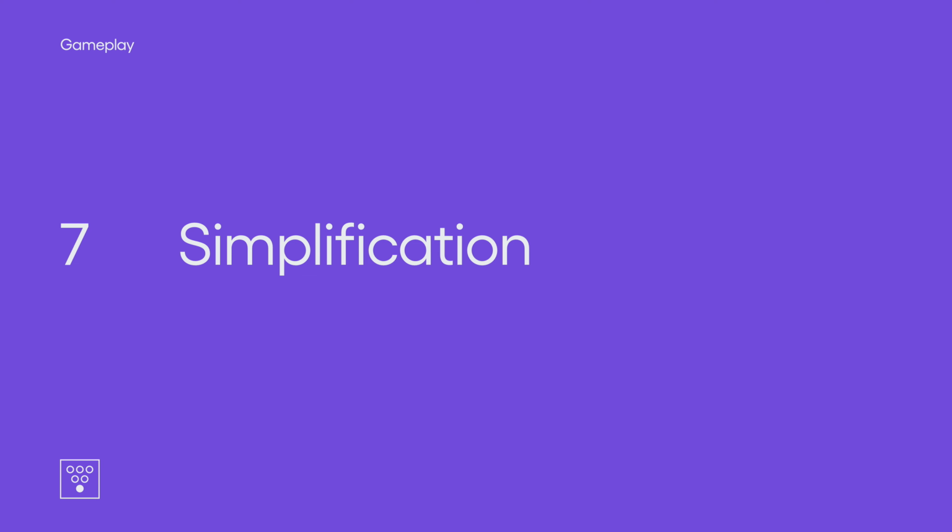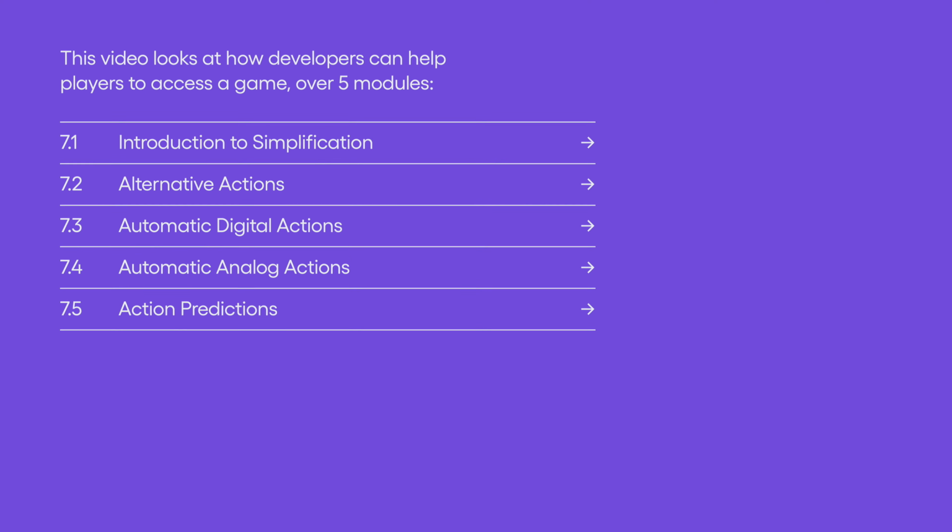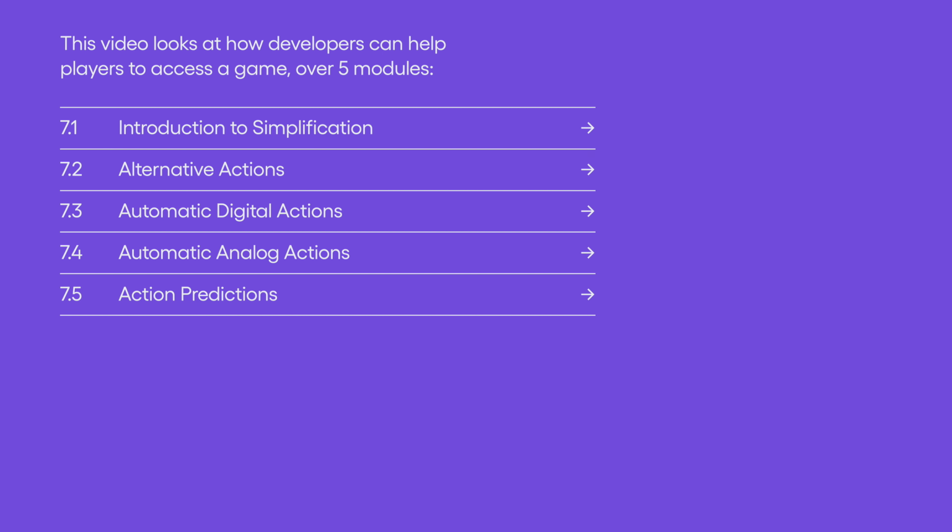7. Simplification. This video looks at how developers can help players to access a game over 5 modules.